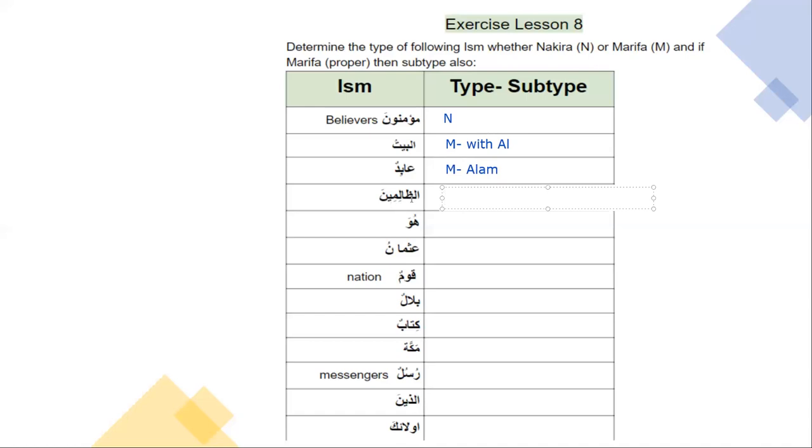Then this word is azalimina. So the word is starting with al. So again, marfa with al. Huwa is a pronoun, right? Pronouns are marfa too. So it's a pronoun. Okay. So Osman. Yes, this is again marifa. And it's an alam.